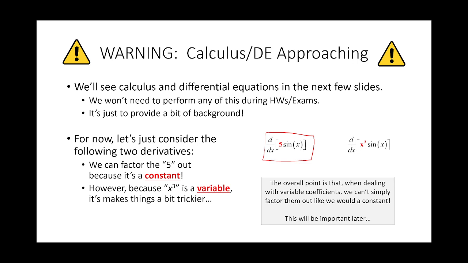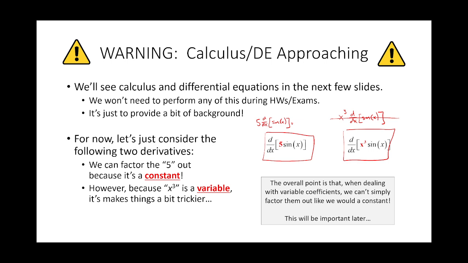So, what we can do is this: 5 times the derivative of sine x. We can do that, right? So that means we can do that here, right? We can say x to the third times the derivative of the sine. Right? We can do that there? No, why not? So, what is different from the 5 to this? It's a variable, right? Okay.